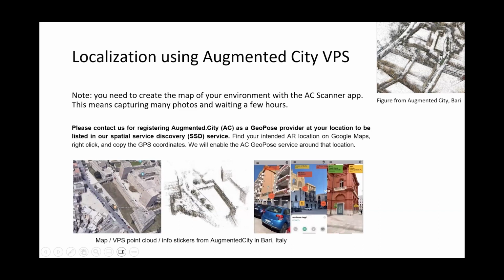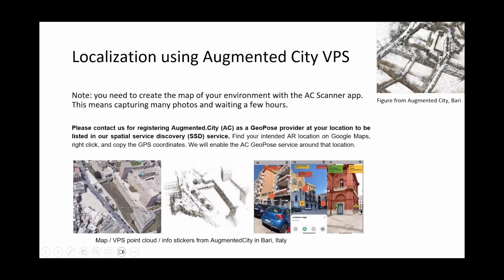So if you want to use this, then what needs to be done is you need to use the Augmented City Scanner app, which is in beta mode, so you need to get an invitation for it. You take hundreds of pictures of your street. They get uploaded to their server, processed.